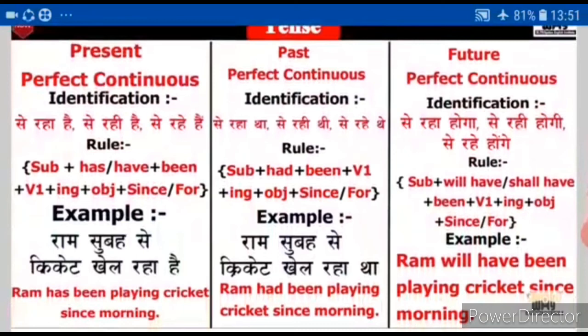Future perfect continuous, its identification: से रहा होगा, से रही होगी, से रहे होंगे, and its rule is subject plus will have or shall have plus been plus first form of verb plus ing plus object plus since or for. Ram will have been playing since morning. For its negative example, Ram will not have been playing cricket since morning. For its interrogative sentences, will is used in the beginning of the sentence.